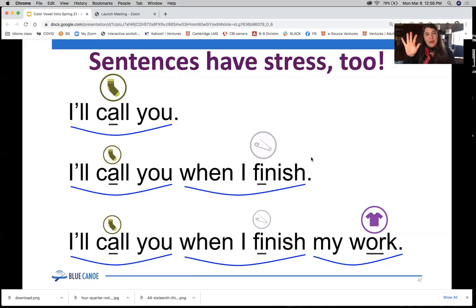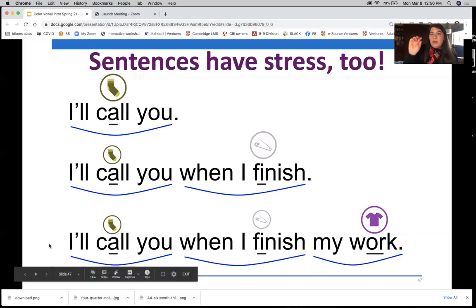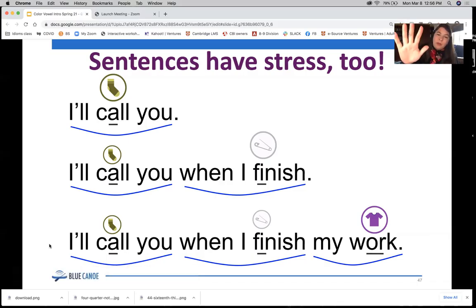Take your hand. Let's practice this up here. I'll call you. Second one. I'll call you when I finish. Third one. I'll call you when I finish my work. Or you can do it this way actually. I'll call you when I finish my work.